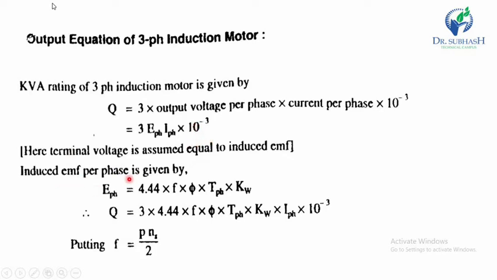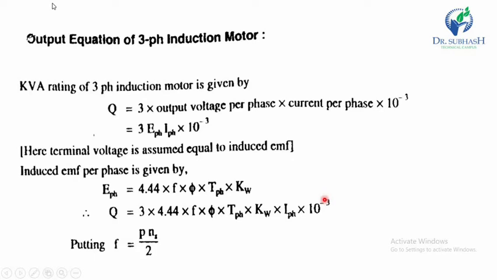Now, the induced EMF per phase equation: we know that Eph is equal to 4.44 f phi into Tph into kw. This equation is the same as the transformer EMF equation. Now put this EMF equation in the output equation. So Q is equal to 3 into 4.44 f phi into Tph into kw into Iph into 10^-3.